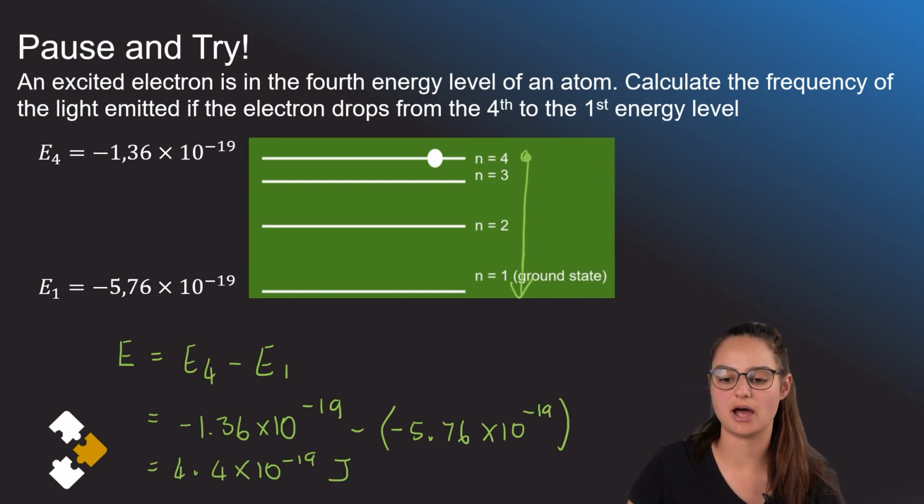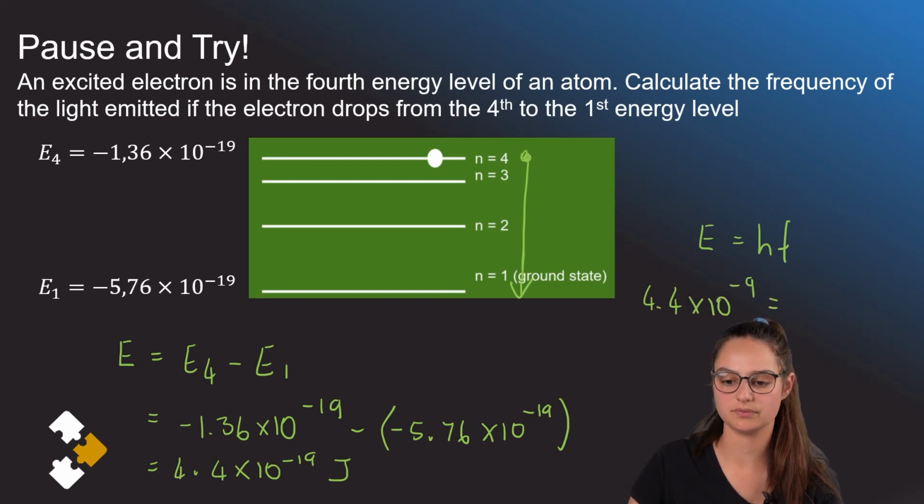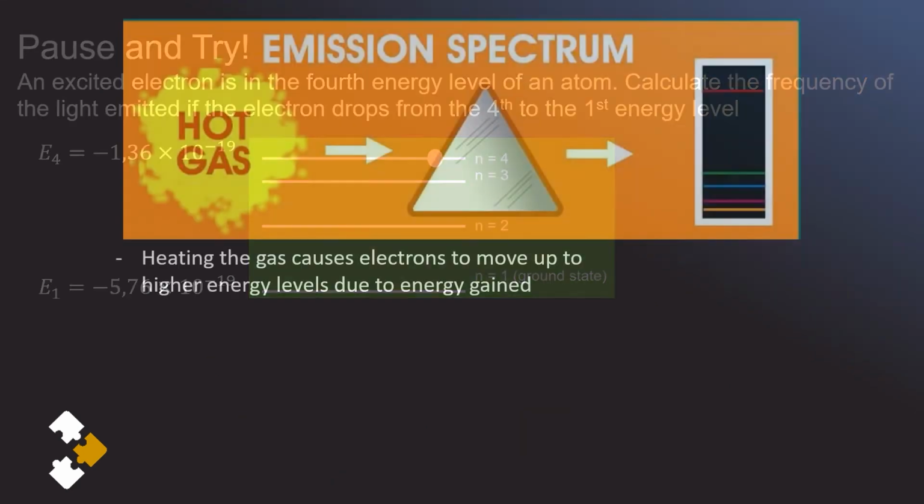So now we're going to use our equation E equals hf. We've just worked out E, and that was 4.4 times 10 to the negative 19. We know what Planck's constant is. You'll find that on your data sheet, and that is 6.63 times 10 to the negative 34, times f. So now if you work out f, you should have gotten 6.64 times 10 to the 14, and remember that frequency is always measured in hertz.